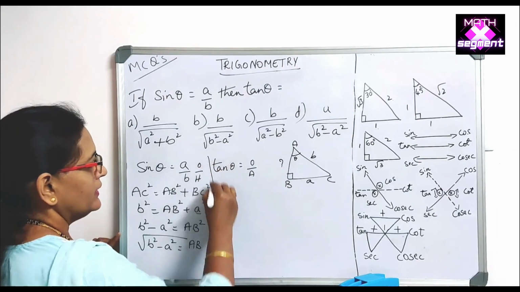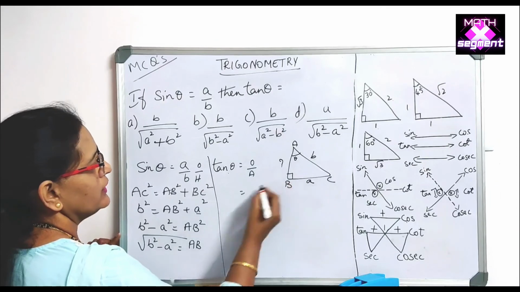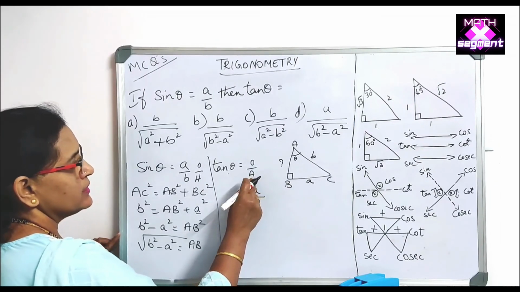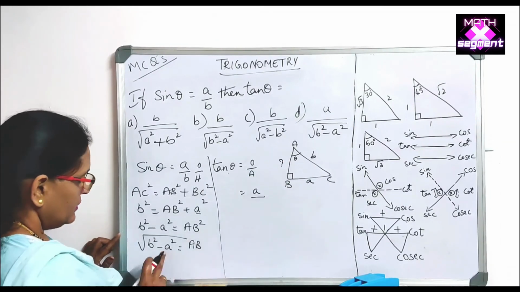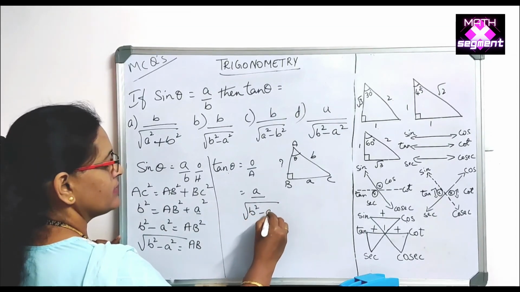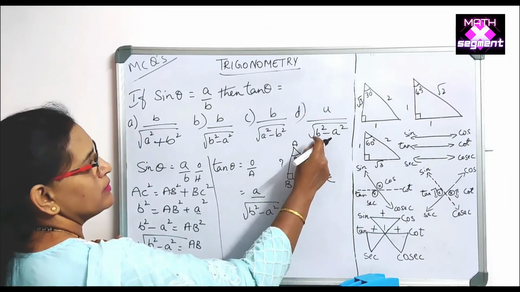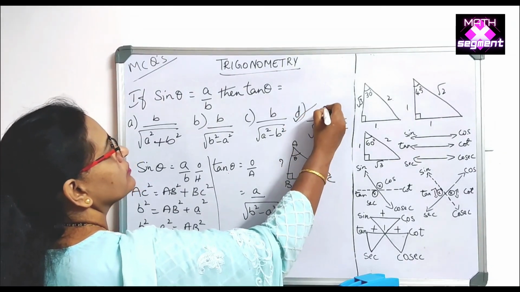Now we can find tan theta. So tan theta is what? Opposite. Opposite is what we have got here? A. And what is adjacent? Adjacent is nothing but AB side. So AB we found it out as what? Square root of B square minus A square. So A divided by square root of B square minus A square is in the D option is the correct answer.